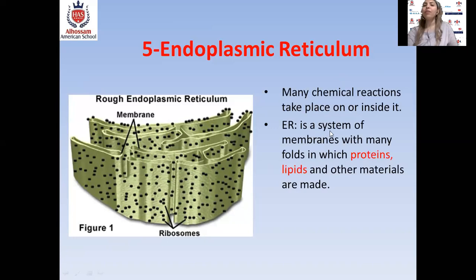The endoplasmic reticulum is a system of membranes with many folds. These are the folds inside the endoplasmic reticulum, where proteins, lipids and other materials are made. So the function of the endoplasmic reticulum is to make proteins and lipids. How and why? We'll see. It's called the cell's delivery system because it delivers proteins and lipids from one place to another.